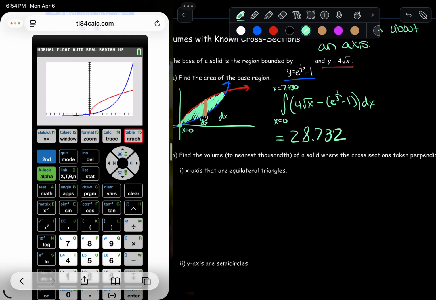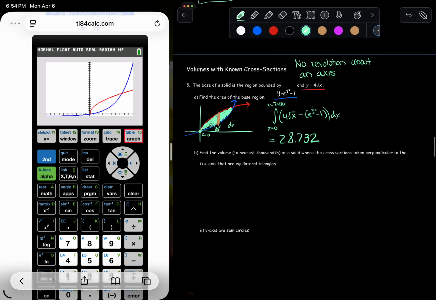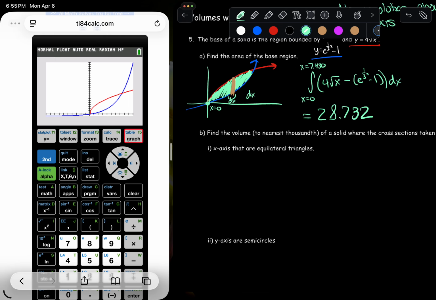So after you trace in the graph, whatever you trace, it'll save the x value. You can just go back to your home and hit like second answer, or just use second answer in your integration. Okay, part B says find the volume to the nearest thousandth of a solid where the cross sections taken perpendicular to the x-axis are equilateral triangles. Okay.